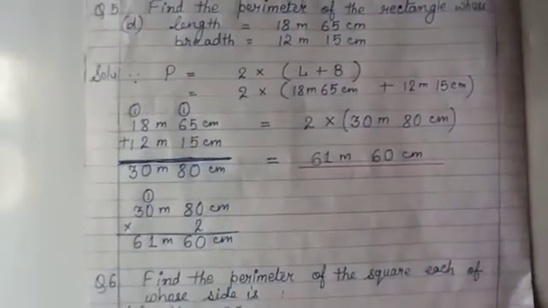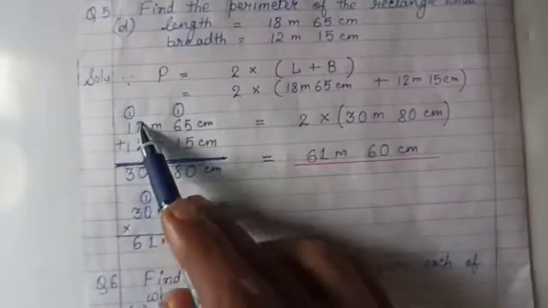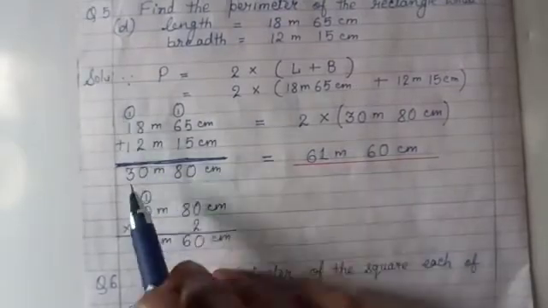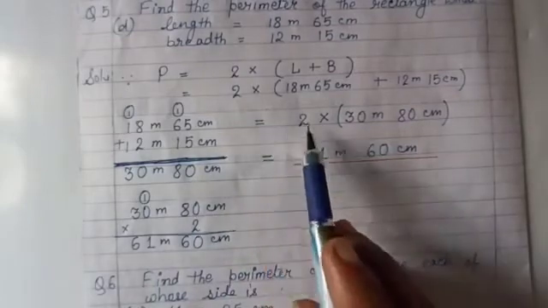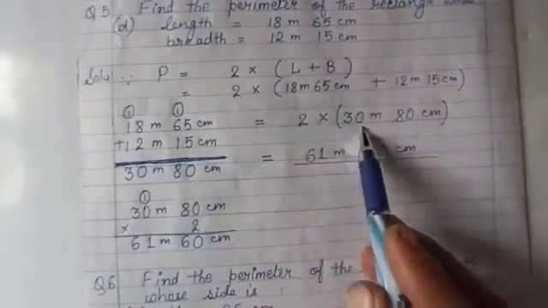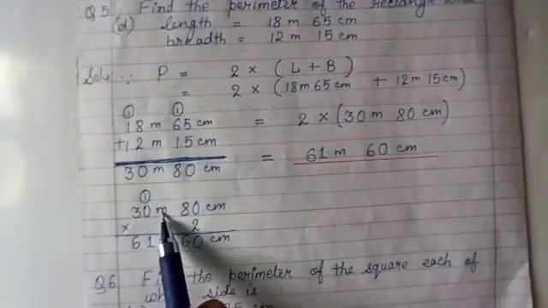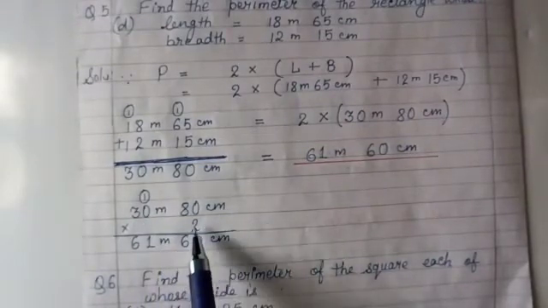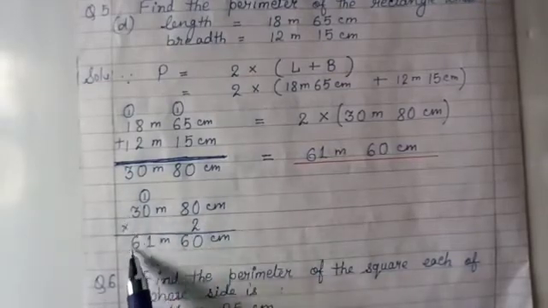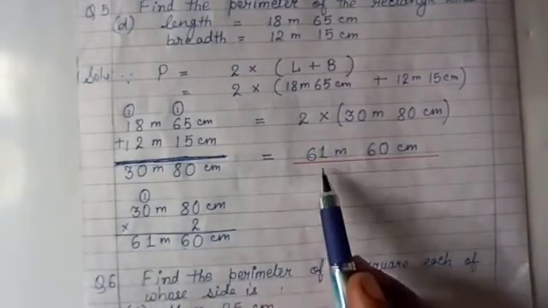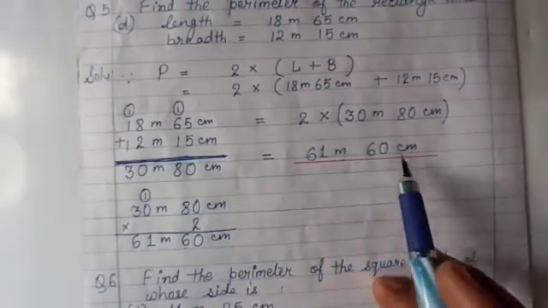So first of all you have to add this 18 meter 65 centimeter and 12 meter 15 centimeter. After addition we are getting 10, 1 carry, it is 8, then 8 plus 2 is 10, 1 carry, it is 3. So it is 30 meter 80 centimeter. That means perimeter is 2 into 30 meter 80 centimeter. Now you have to multiply this 30 meter 80 centimeter. When you multiply, 2 8s are 16, 1 carry, it is 1, 2 3s are 6. So finally after multiplication we are getting 61 meter 60 centimeter.